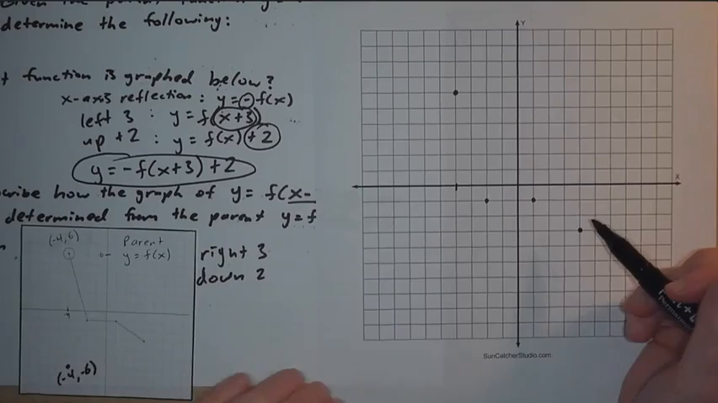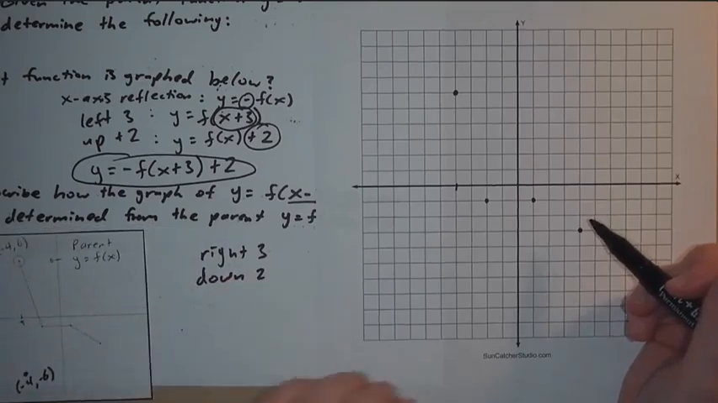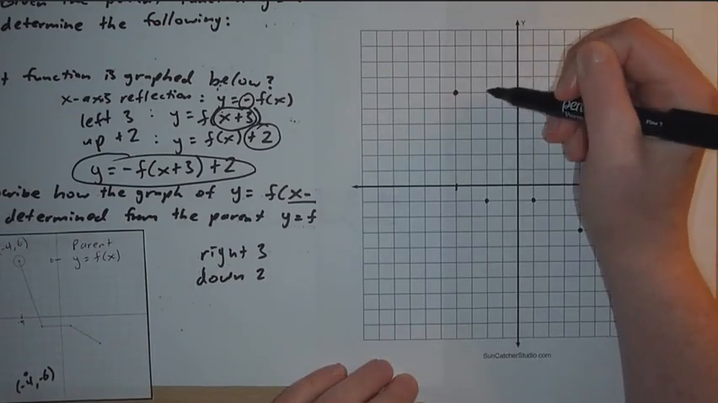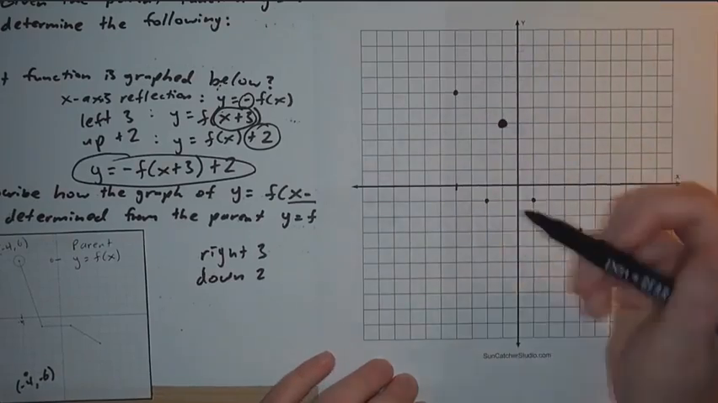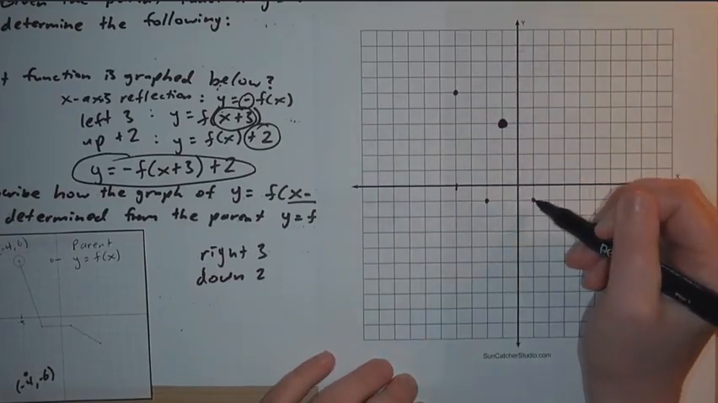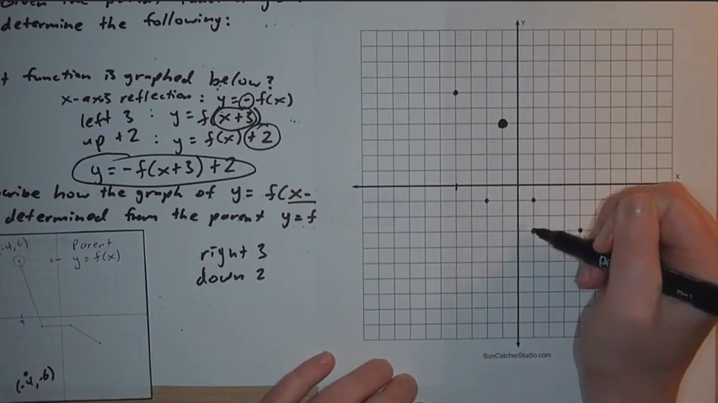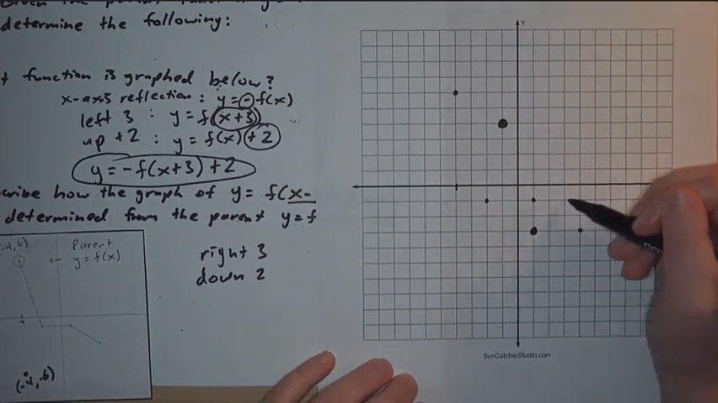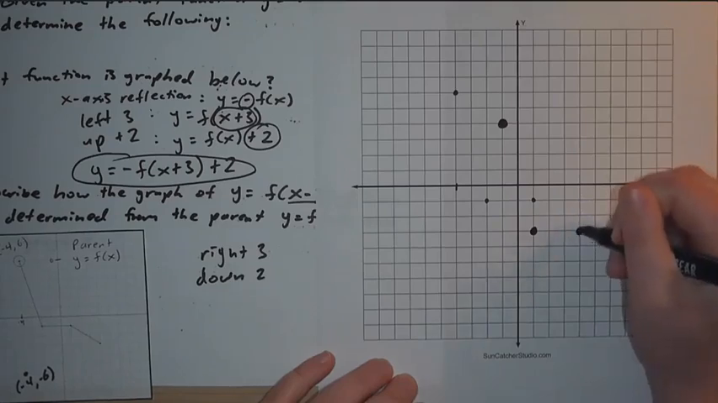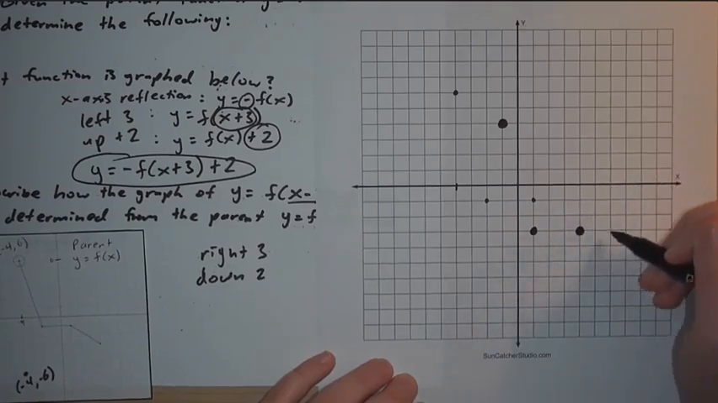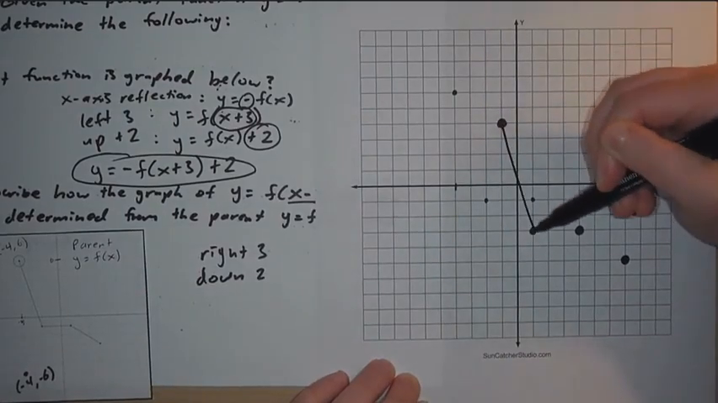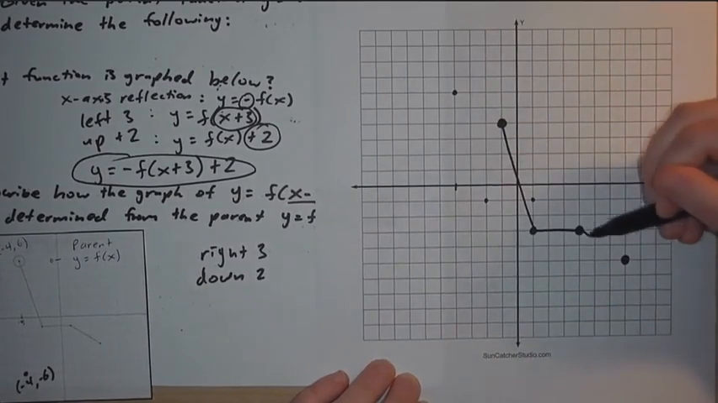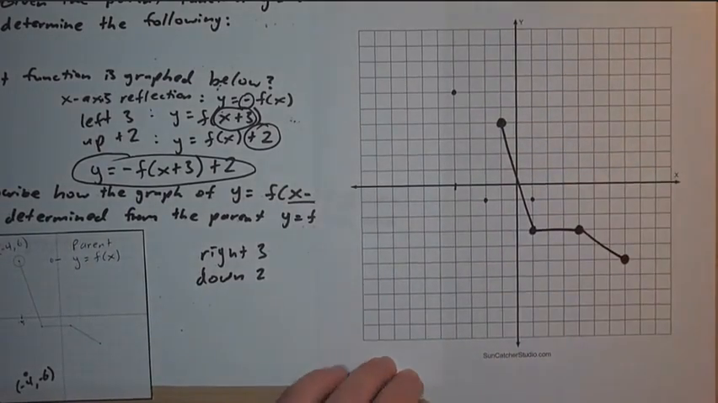And we're going to move each of these points right 3 and downwards 2. So this is going to go to the right, 1, 2, 3, and then down 2. And that's going to be the transformed point of our new function. Same here, right 3, down 2. And then right 3, down 2. So it looks like that one has changed. And then right 3, down 2. And then we're going to connect all the big points. And there we have our transformed function.